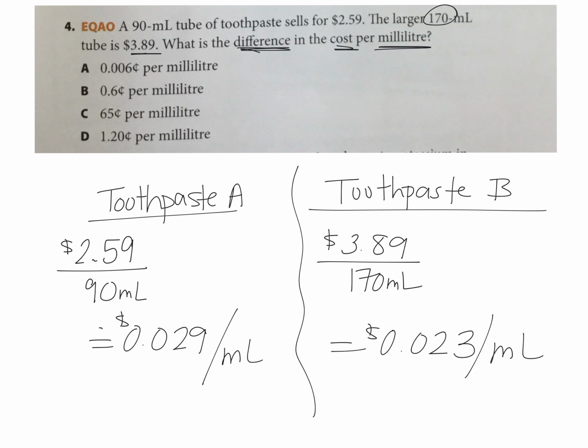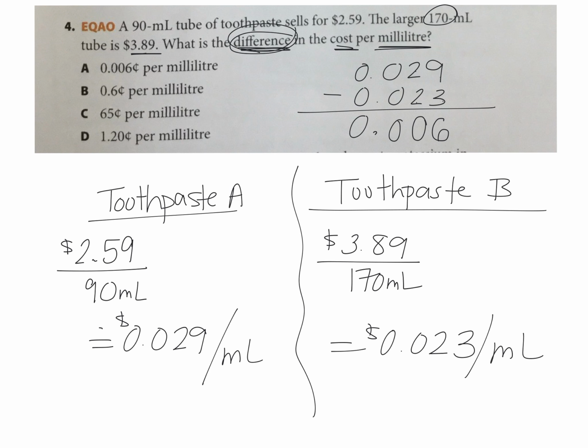So the question says, what is the difference in the cost? Well, one of them is 0.029 cents per milliliter. The other one is 0.023 cents per milliliter. What's the difference between 23 and 29? 29 minus 23. Okay, but we're actually doing 0.029 take away 0.023. 9 take away 3. 6. 2 take away 2. 0. What's the correct answer? A or B? Good, not B. B, it's not a difference of 6 cents. It's a difference of 0.006 cents.